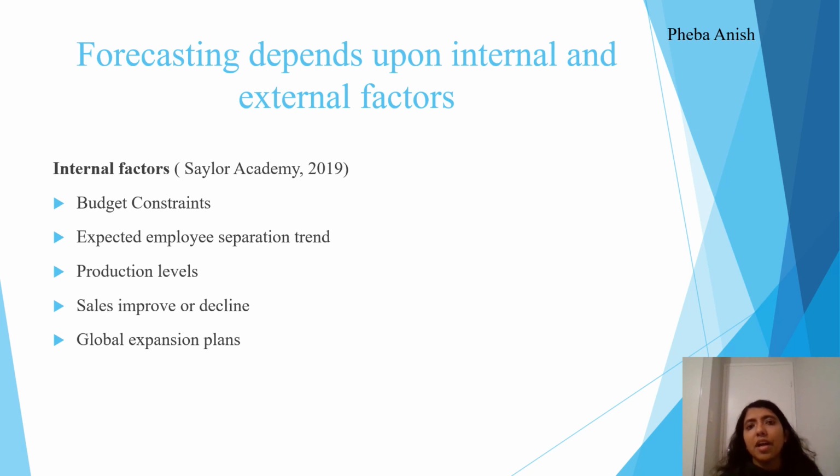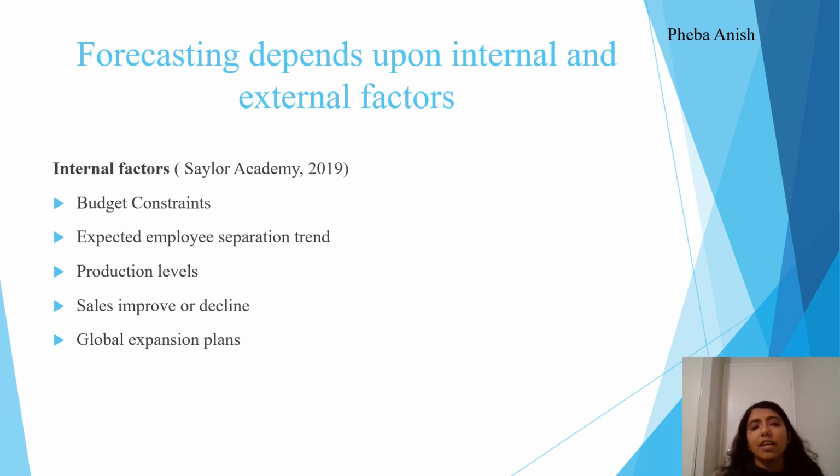The organization hires people, so they have to plan for their futures. So there are various factors such as internal and external factors. As internal factors, firstly it is budget constraints, which depends upon how much money the organization has. Some organizations have more money, whereas other organizations have less. Depending upon the money they have, they hire the people.